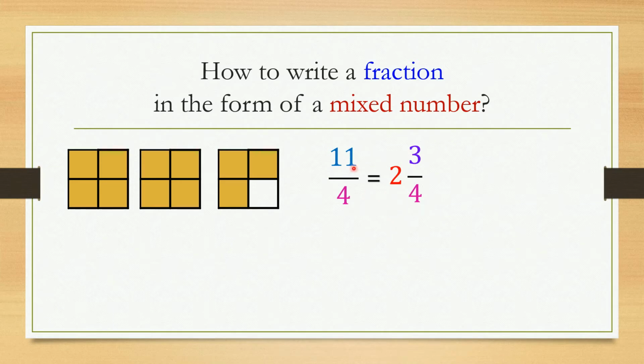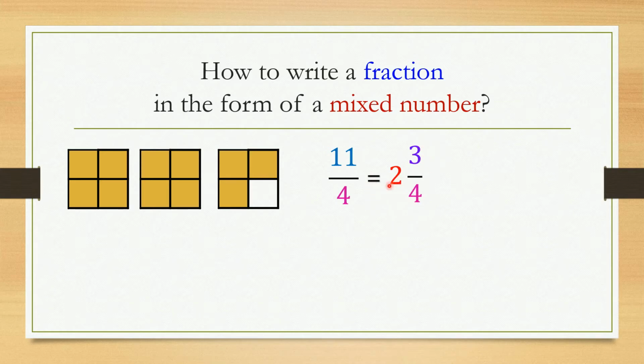What do you think here? How did we find the 2 and the 3? Here we have 2 groups of 4, and 3 is in fact like a remainder. So here, to find this mixed number, the denominator is the same. The denominator of the fraction part won't change. The problem here is to find the whole number part, and the numerator part of the fraction.